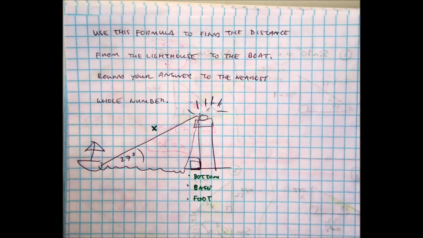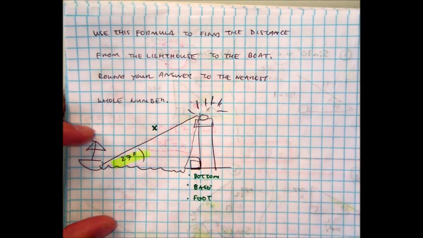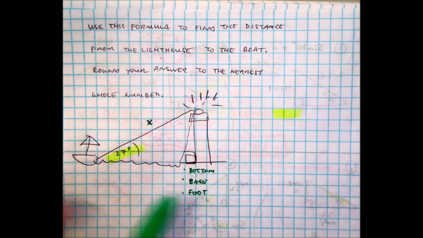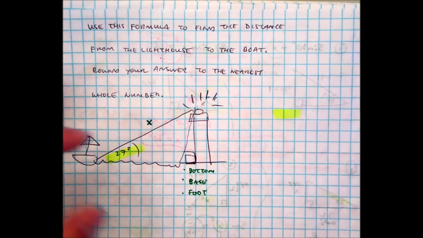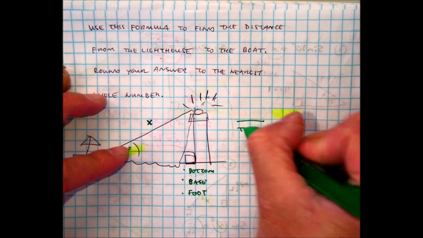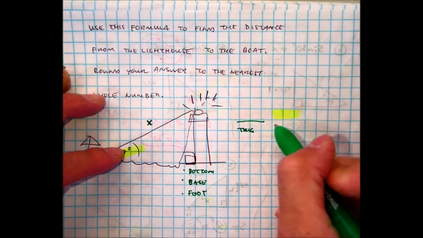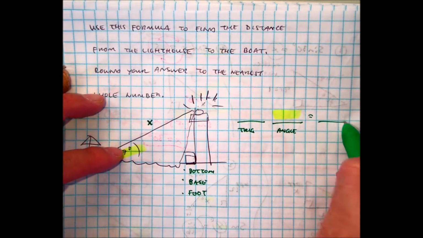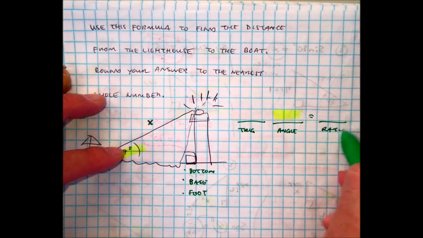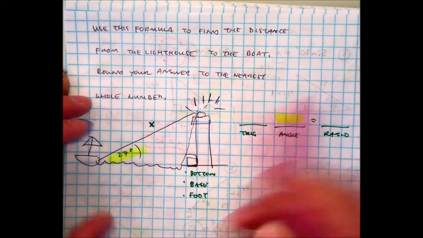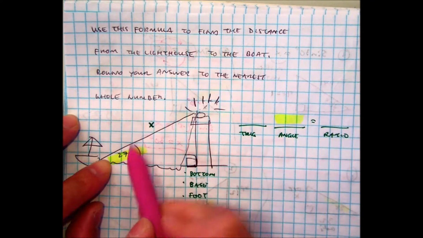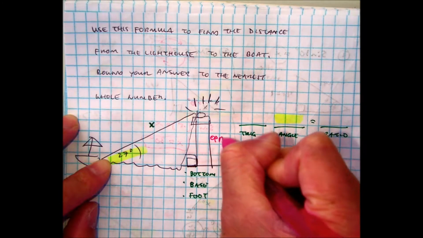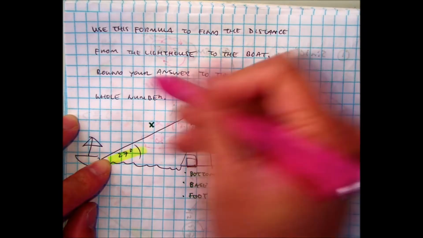Well, if this is my given angle, we've been learning that here you have your trig ratio, so trig, and then here you have an angle, and then here you have a ratio. So let's label it from our given angle. Class, this side is called the, and then this one is the.